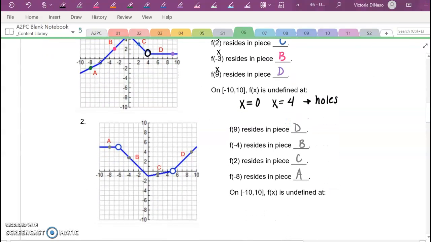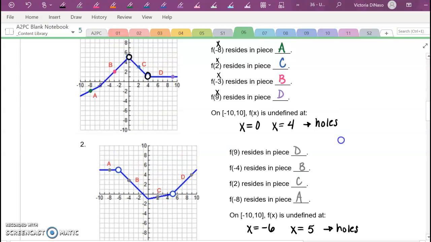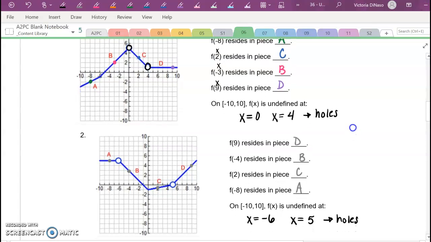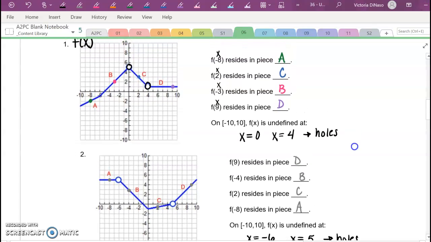So check out number 2 and go ahead and pause the video and write down where you think the holes are for number 2. So once again, we have 2 holes. One of the holes is at x equals -6 and the other hole is at x equals 5. So it is undefined at these two places because these are holes in the graph. Okay, so that is how we figure out all that we did was figure out where each x value resided in.